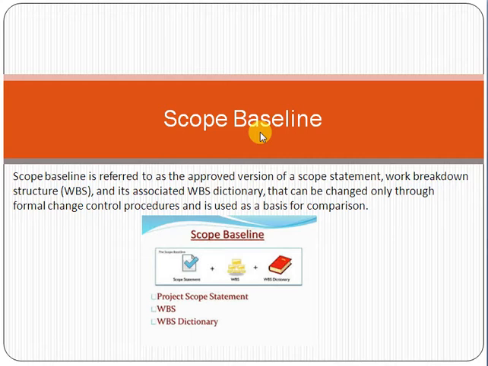For example, at the start of a project we decided that within 5 months we will deliver 5 modules to the customer with $500 cost. For example, this is your baseline concept. This is your baseline. What? 5 modules, 5 months, and $500 cost. So this is your baseline concept.